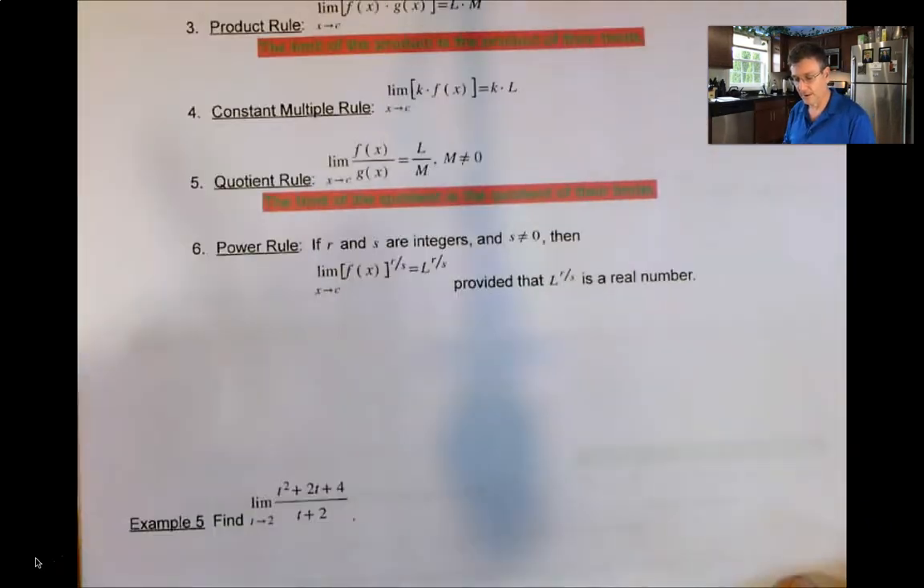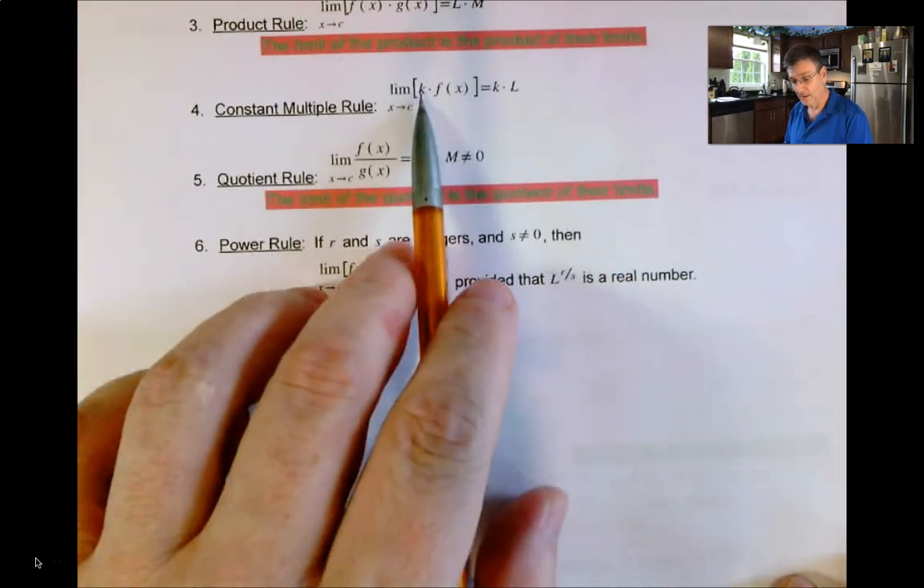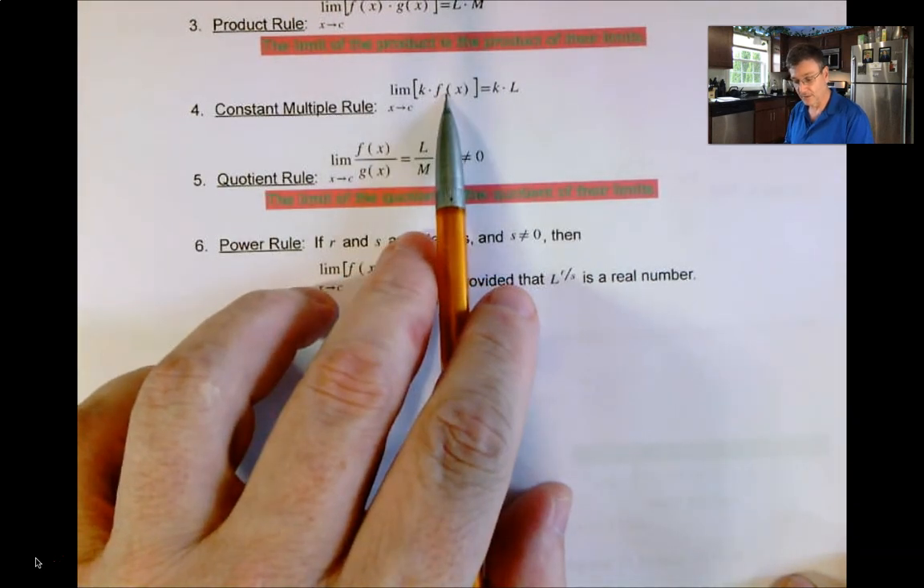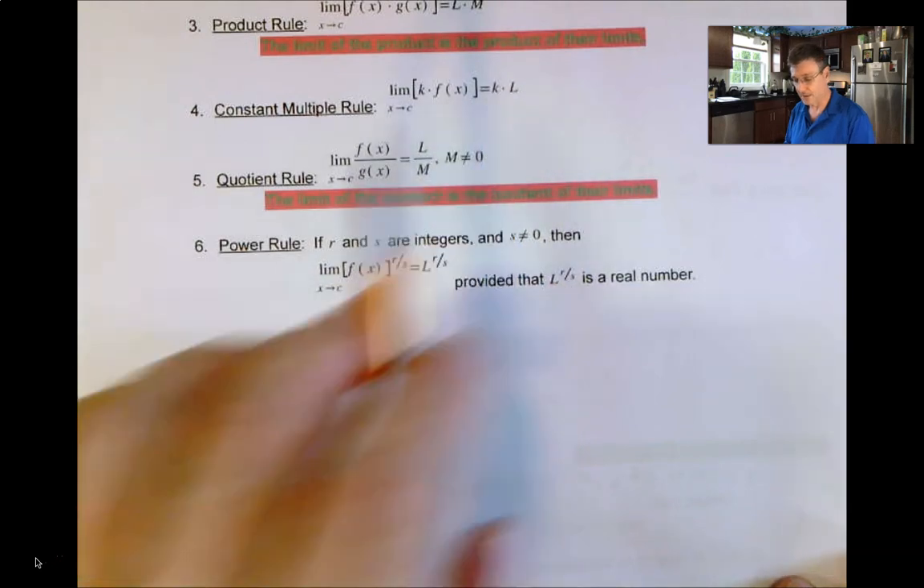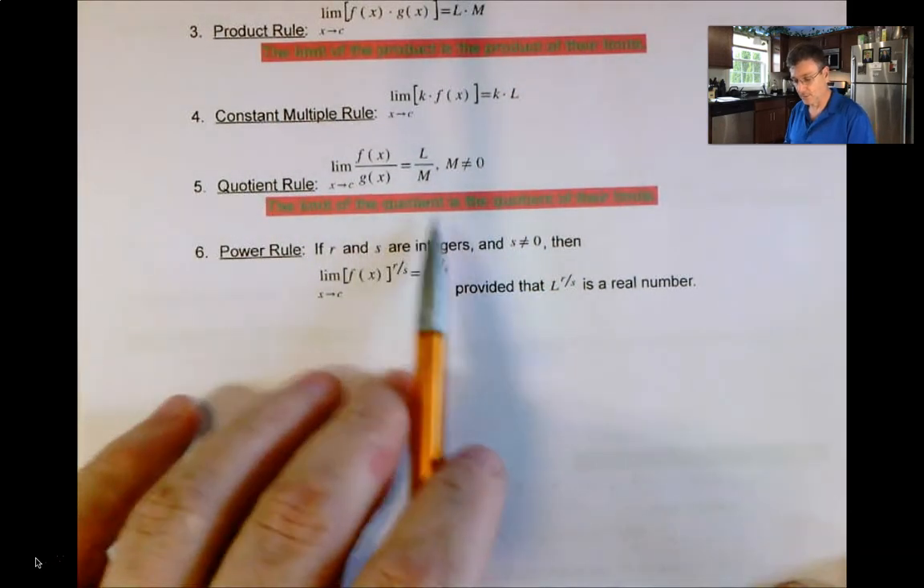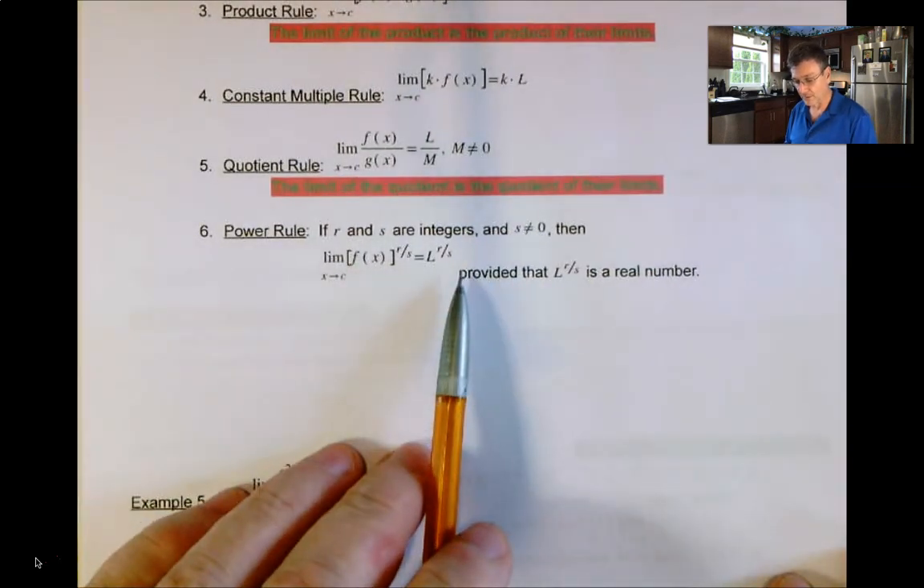So on and so forth. Product rule: the limit of the product is the product of the limits. Constant multiple rule: if you have a constant out in front of a function, then you take the limit of that function and multiply it by the constant. The limit of the quotient is the quotient of the limits, as long as the denominator's limit does not equal 0. And then we have a power rule.